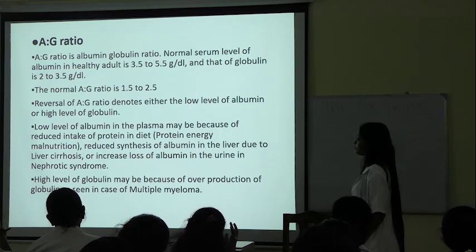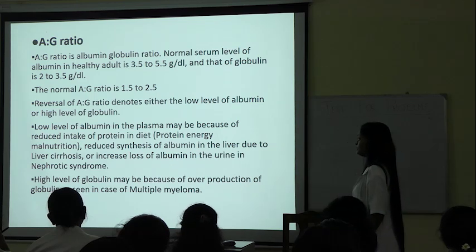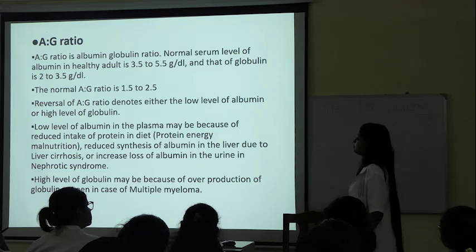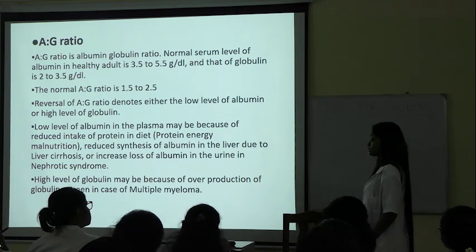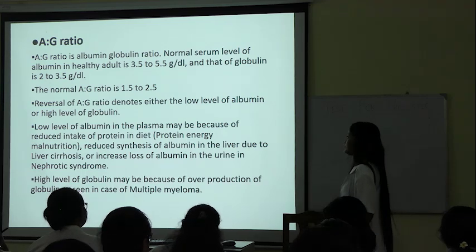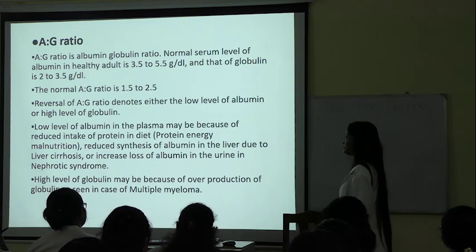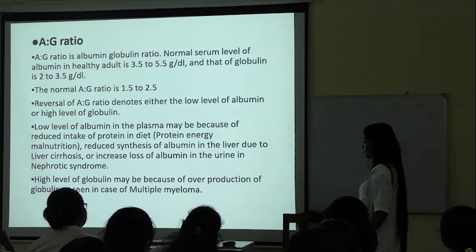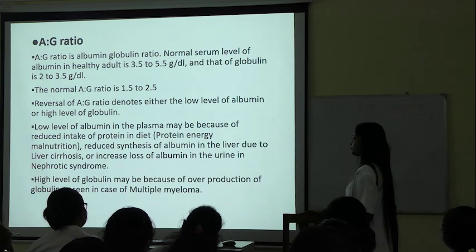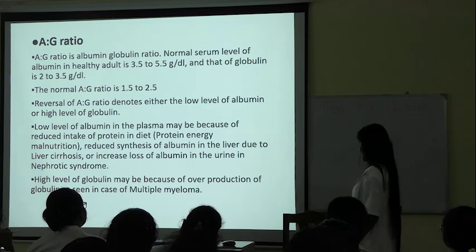Reversal of albumin globulin ratio denotes either a low level of albumin or a high level of globulin. Low level of albumin in the plasma may be because of reduced intake of protein in diet, which is protein energy malnutrition, reduced synthesis of albumin in the liver due to liver cirrhosis, or increased loss of albumin in the urine in nephrotic syndrome. High level of globulin may be because of overproduction of globulin as seen in multiple myeloma.